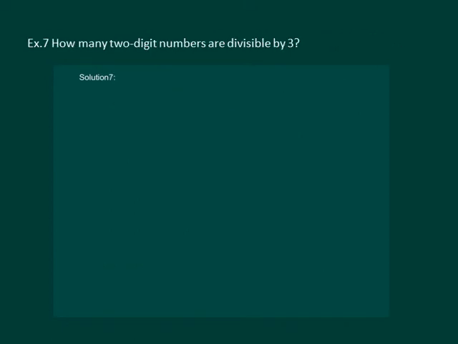Let us read the question. How many two-digit numbers are divisible by 3? So we start the solution by listing two-digit numbers divisible by 3. First one in line is 12, then 15, then 18, and so on. The last one would be 99. Let us see whether this list of numbers is in arithmetic progression. We find a2 minus a1, 15 minus 12 equal to 3, a3 minus a2, 18 minus 15, which is also 3. So yes, the list of numbers is an arithmetic progression.